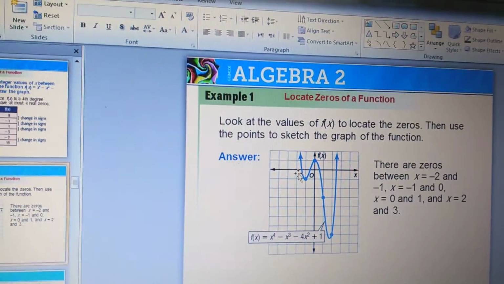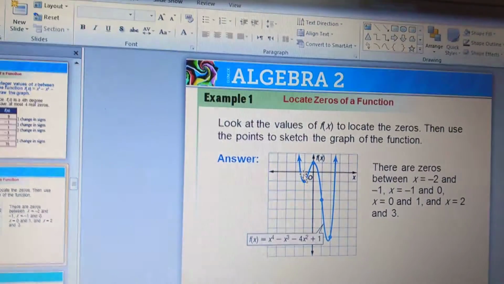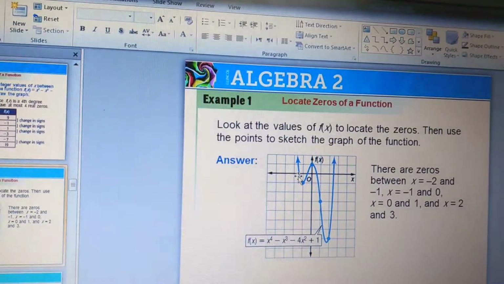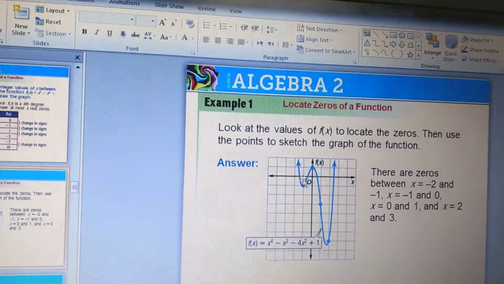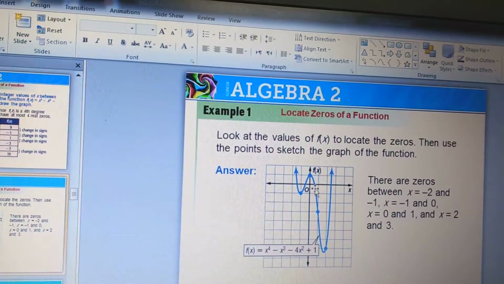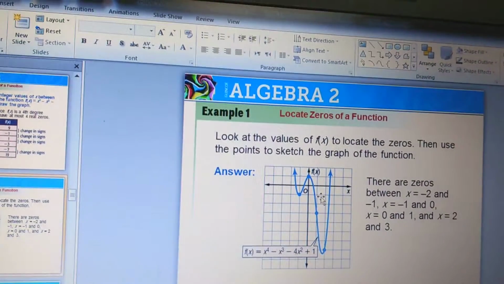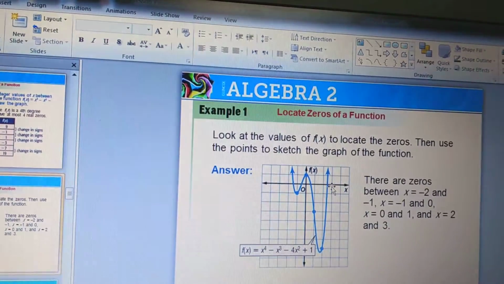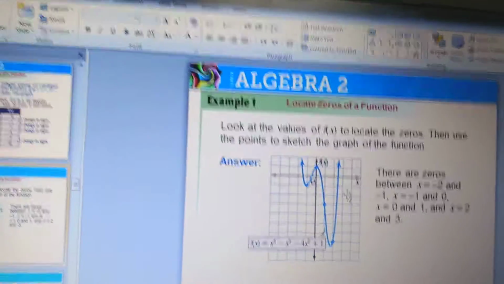between -2 and -1. Here, the first one. And we have one between -1 and 0. And we have one between 0 and 1. And we have one between 2 and 3. Here you have to pay attention.